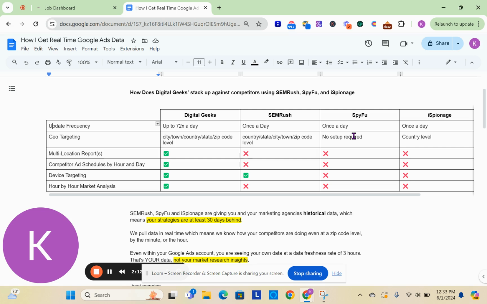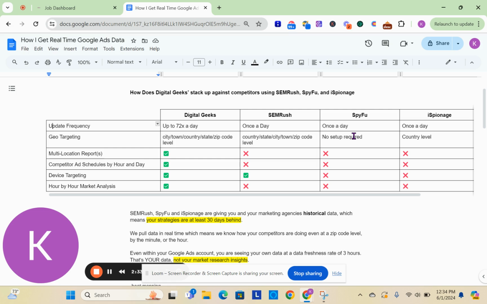We can generate multi-location reports. So let's say that you are a franchise and you need to know what your franchisees are doing across multiple locations related to your brand name. Let's say you have a deal where they can run ads to generate business, but they can't use your brand name. I've also seen affiliate marketing programs where this is the case.